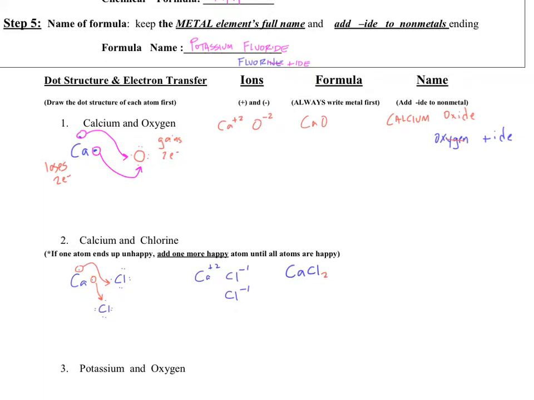So how do you name this? Well, remember the first full name of the metal, which is calcium. And instead of writing chlorine, remember we're going to add IDE to it. So I have to get rid of the INE and add IDE. So when I do that, I get calcium chloride.